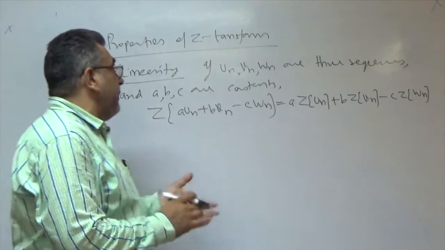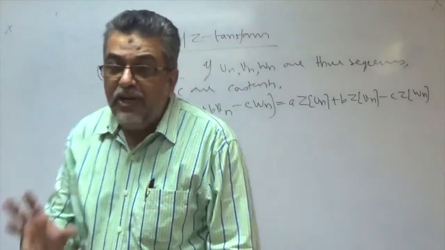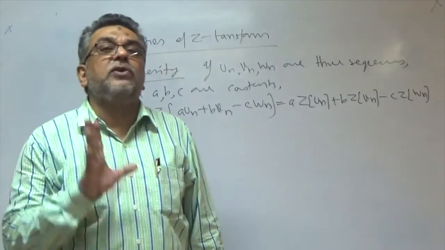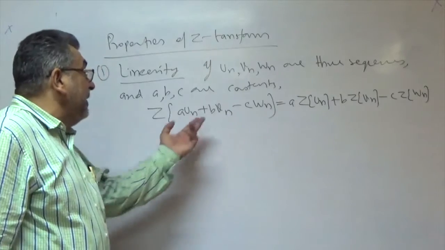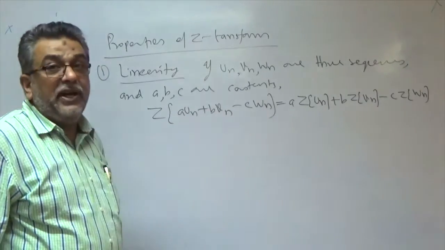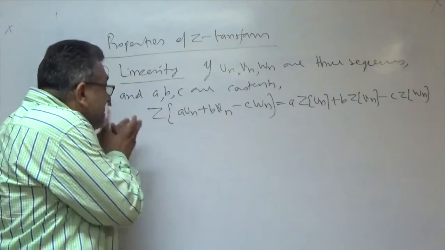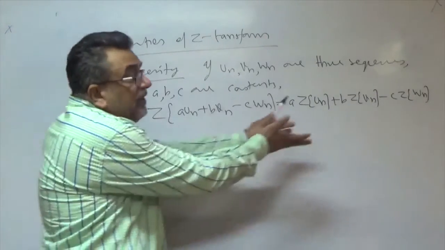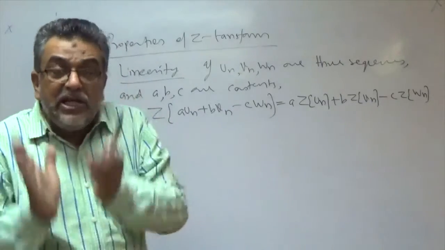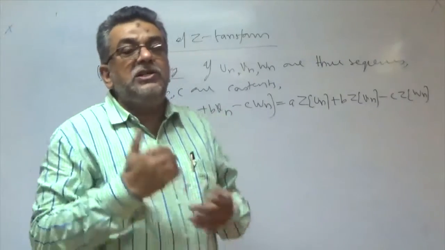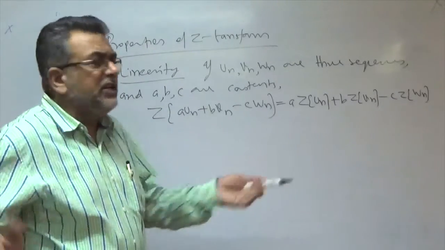What is the meaning of this property? If you see the left hand side, there is a linear combination of the sequences with constants, and this linear combination contains a plus sign as well as a negative sign, right? So this property shows you can take the Z transform inside the bracket after taking the constants as common, and the Z transform can be applied directly on the given sequences, right? Like differentiation, integration, and so on.